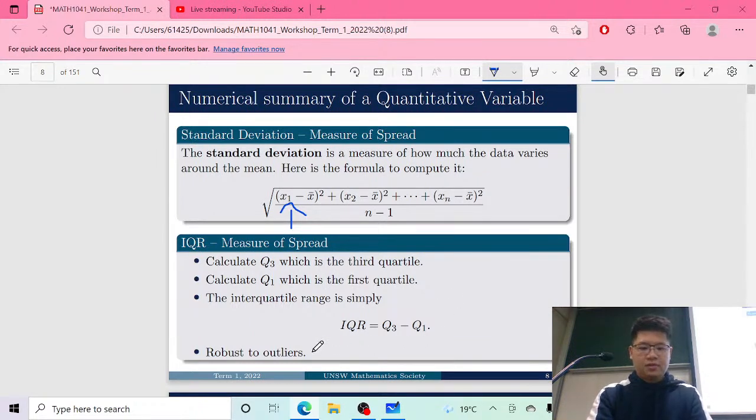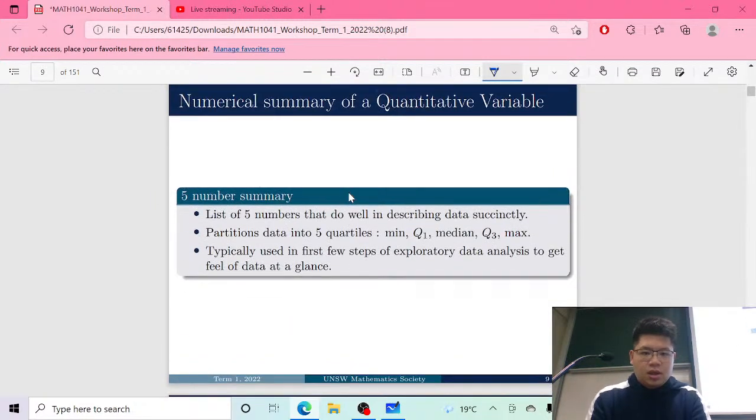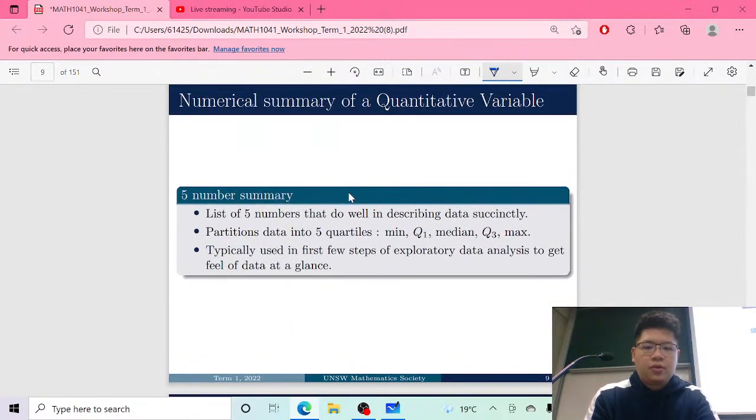Okay, so this is the very important part here. Robust to outliers. Wish I could draw this better. Okay, so numerical summary of a quantitative variable.